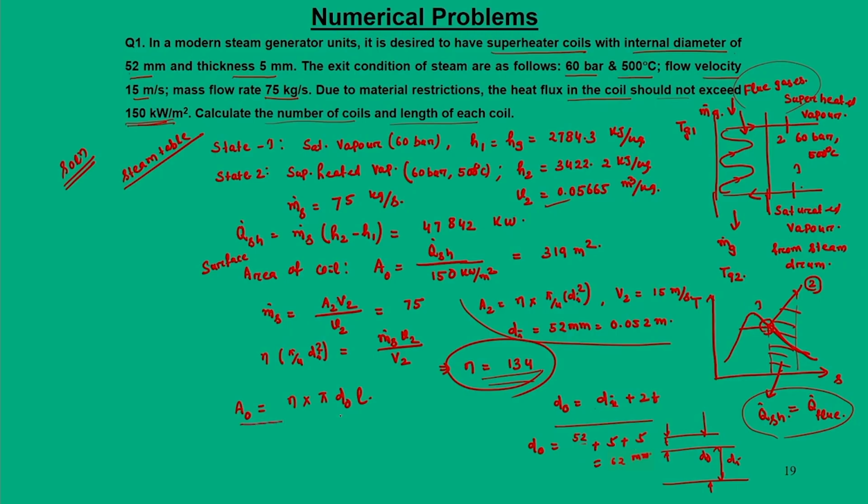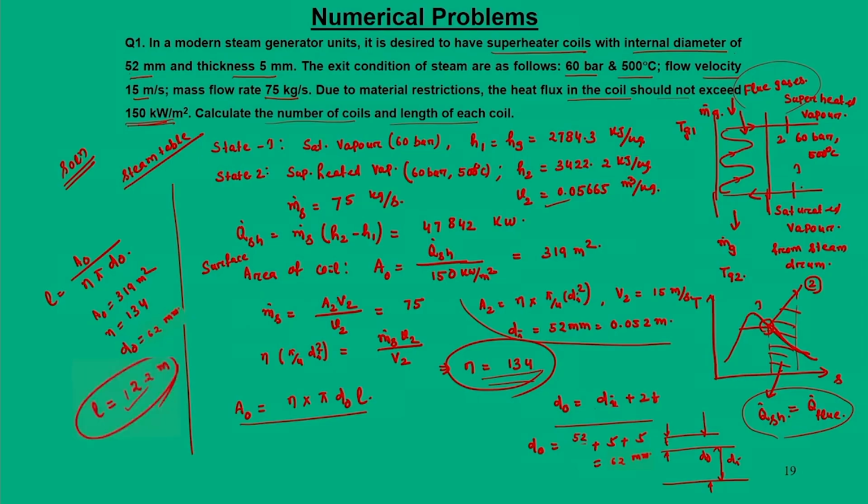Now, putting in this equation, we can calculate that L is equal to A0 divided by N times pi into d0. So, we have A0 as 319 meter square, N is 134, d0 is 62 mm. Putting in these values we can say L is approximately 12 meter. So, basically what is asked is the number of coils, that is 134, and the length of each coil, which is 12 meter.